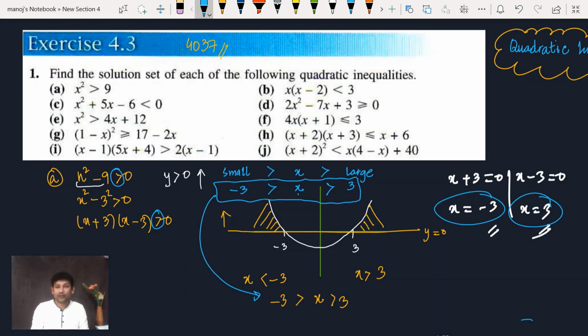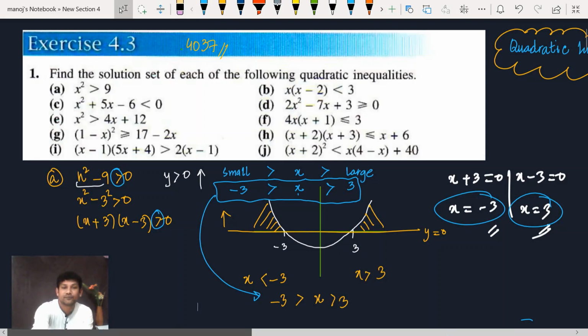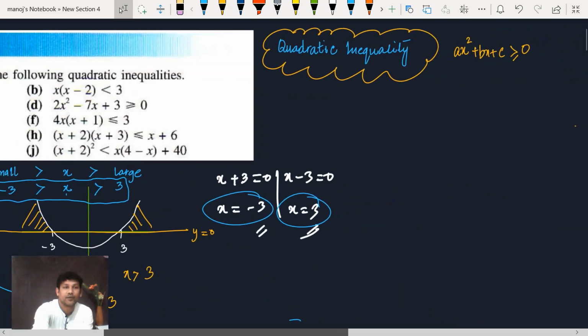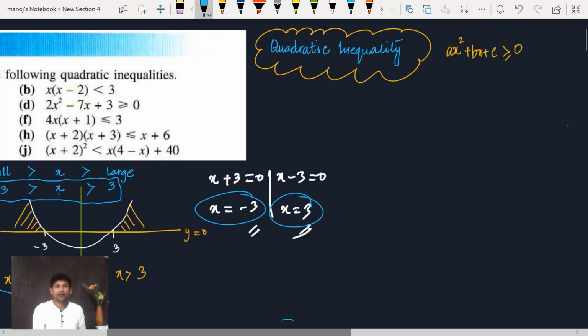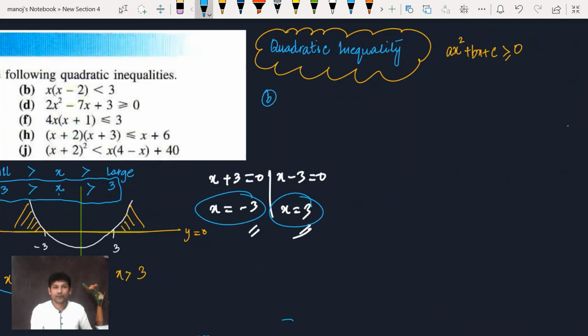Okay, in the second part, part B, first of all, just multiply: x squared minus 2x minus 3 less than 0. Okay, this is the standard form. We are writing the general form here.